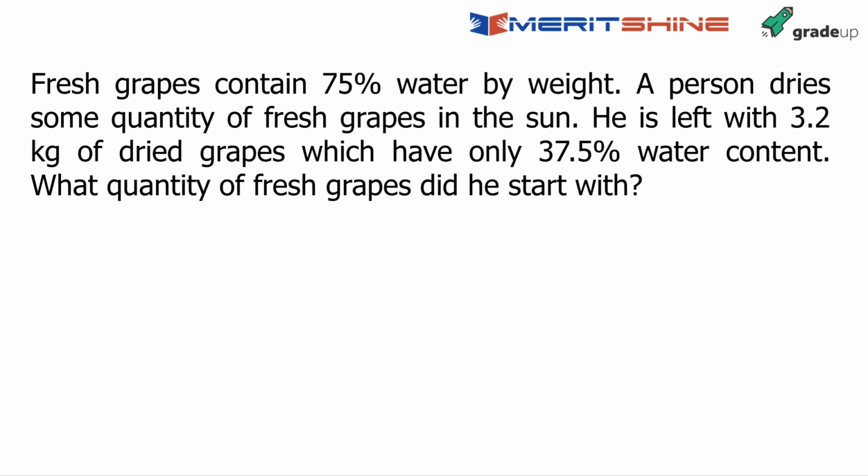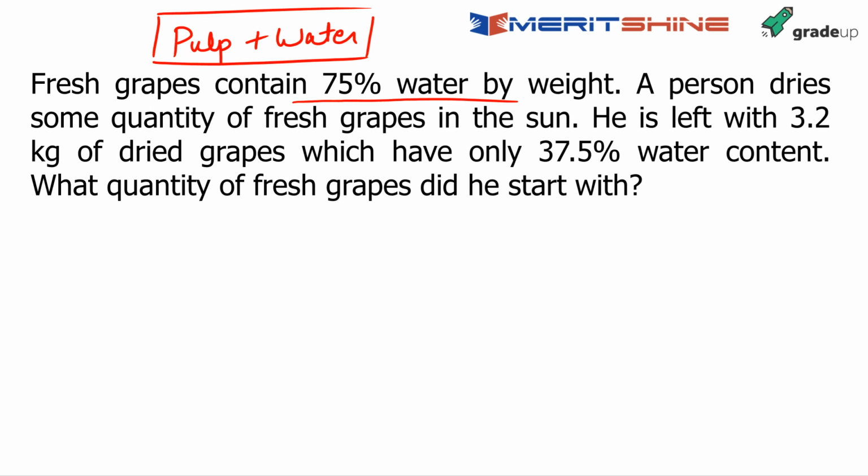Again, a very important question, a very stereotype question. All of you should know how to do it very quickly. It's slightly important in the sense that you need to understand what he is trying to say. Fresh grapes contain 75% water by weight. In any fruit there are just two components: one is pulp, another is water. If it's not mentioned explicitly, think of it like this. If fresh grapes contain 75% water by weight, then the percentage of pulp in these fresh grapes would be 25%. I'm just writing it here very clearly to explain it to you quickly.